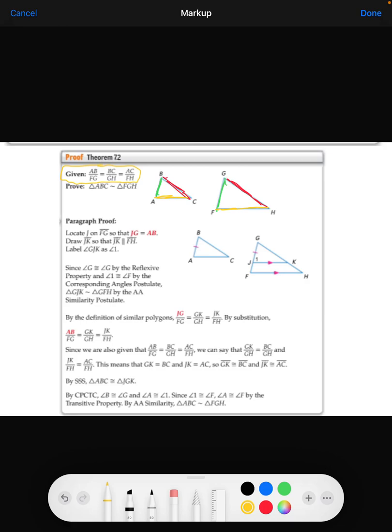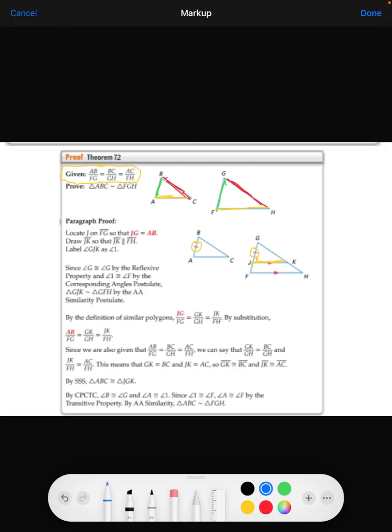In order to do that, we're going to find a point here, J, on FG, so that GJ, or JG, this segment, equals AB. And then we're going to draw a line, JK, that's parallel to the line FH. So we're going to draw this line right here. And we're going to label GJK, this angle here, as angle 1.